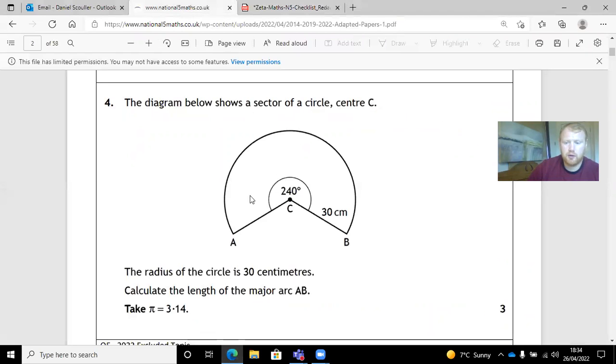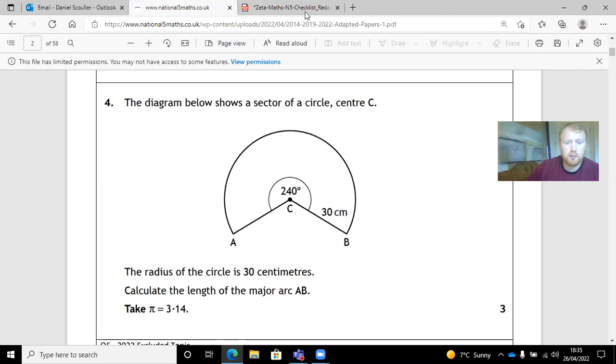Let's write down the data that we've got. We get given the angle, which is 240. Okay, so that's going to go in. We get given the radius. Remember radius is just half the diameter. And what else do we get? We get given pi, 3.14.